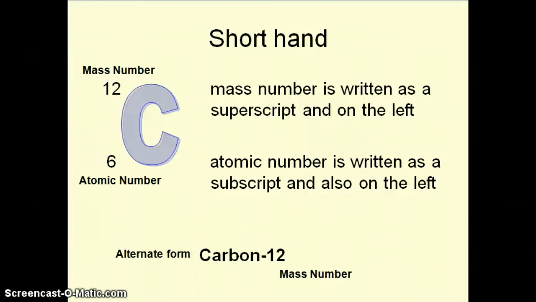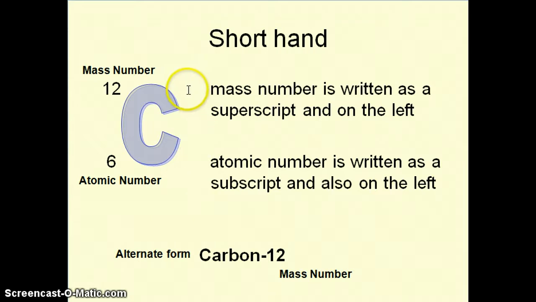So the shorthand is written like this, where you have your symbol for the element. This, for example, here is carbon, and you have the mass number of 12, and you have the atomic number of 6. So the mass number is written as a superscript on the left-hand side of your element, and the atomic number is written as a subscript, and is also on the left. And so you have the larger mass number, because this is protons plus neutrons, and then you have the atomic number, which is simply the number of protons in the atom.